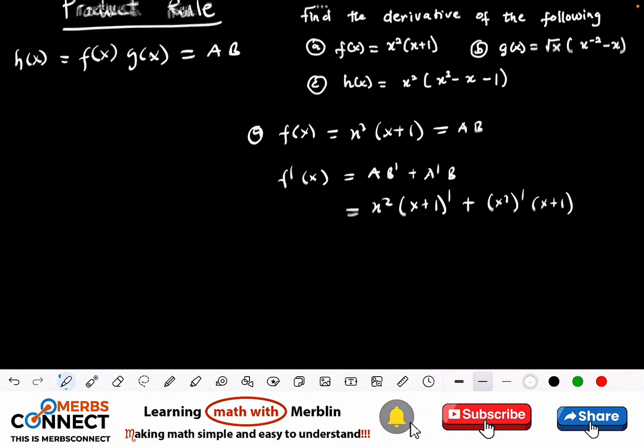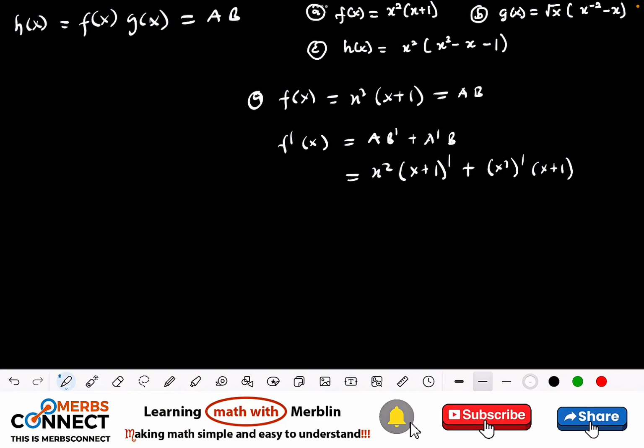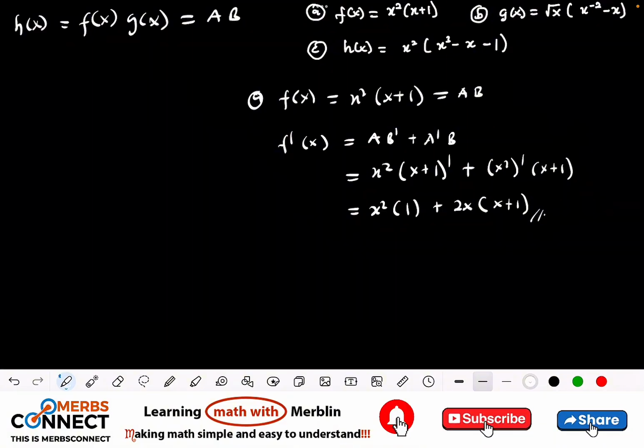When you see the prime, it means that we are coming to differentiate. And this is going to give us x squared. When I differentiate x, I get 1. When I differentiate 1, I get 0. Plus, when I differentiate x squared, based on the power rule, we are going to have 2x, then x plus 1. Very simple. Very, very simple.